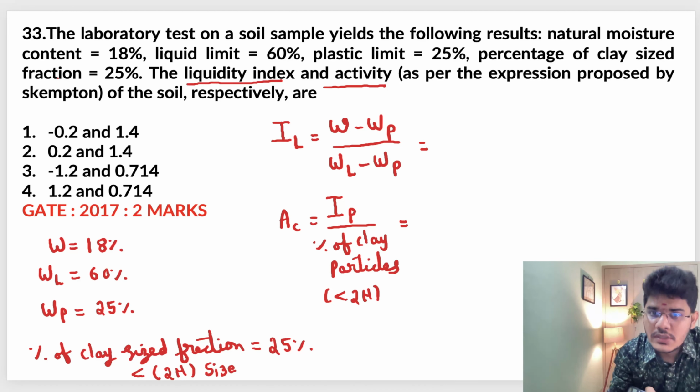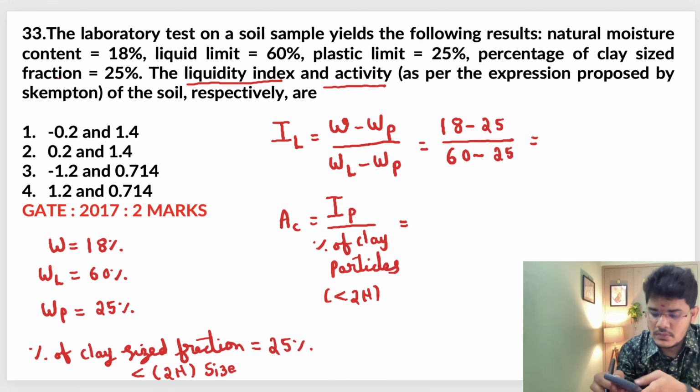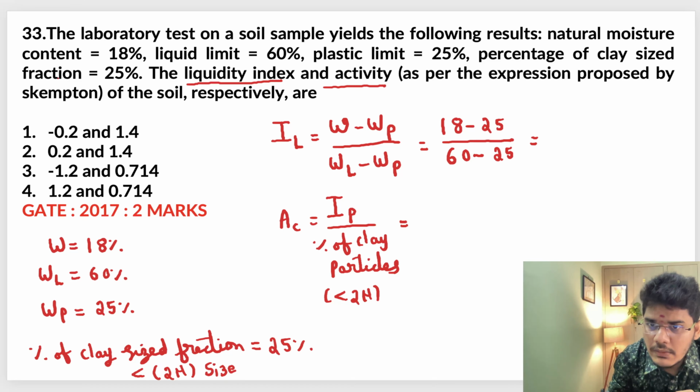So natural moisture content is equal to how much? 18 minus plastic limit 25, divided by liquid limit 60 minus plastic limit 25. So 18 minus 25 divided by 60 minus 25. So liquidity index is equal to minus 0.2.